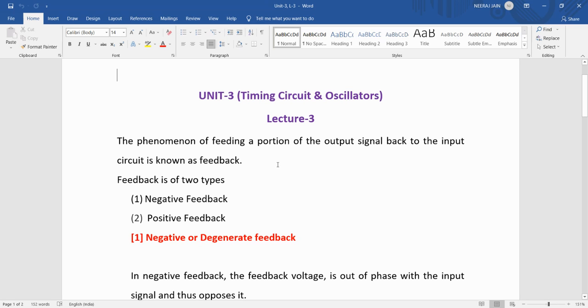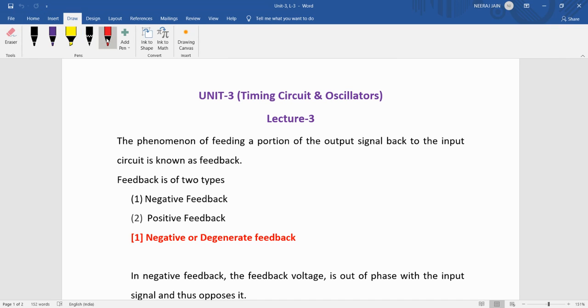Today we are going to discuss feedback. We know there are two types of feedback: one is negative feedback, another is positive feedback. Before this, let's see what feedback is. The phenomenon of feeding a portion of the output signal back to the input circuit is known as feedback.